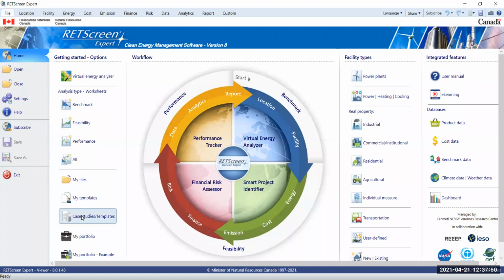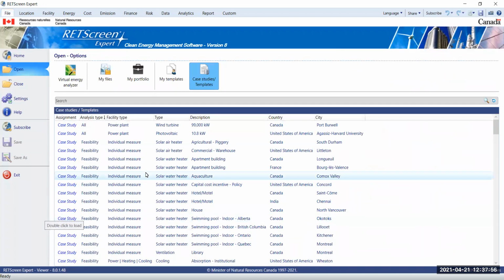So you see this case studies or templates. I'm going to click on it. It will give me a big list of case studies, as you can see here. And what I'm going to consider is these are all solar water heating, apartment building, capital cost, hotel, motel. This is the one I meant.